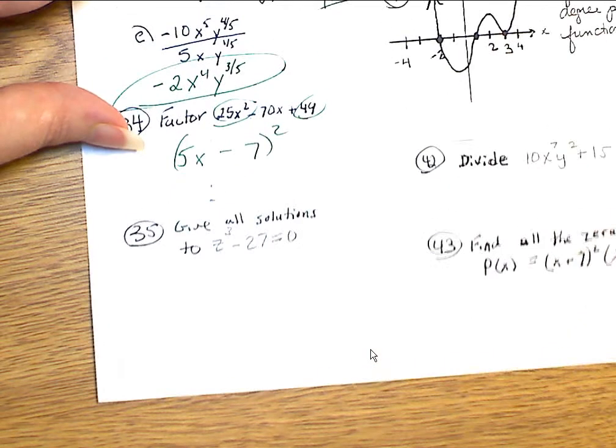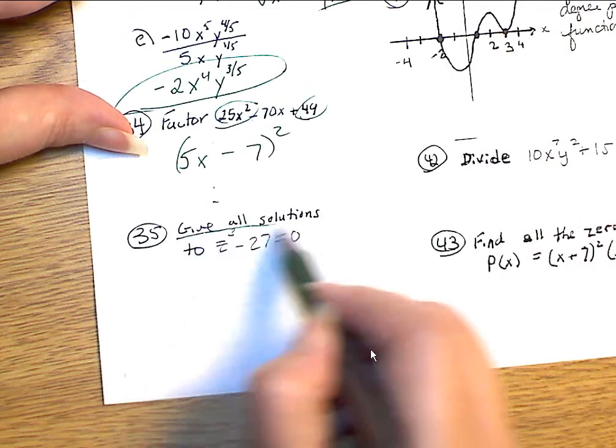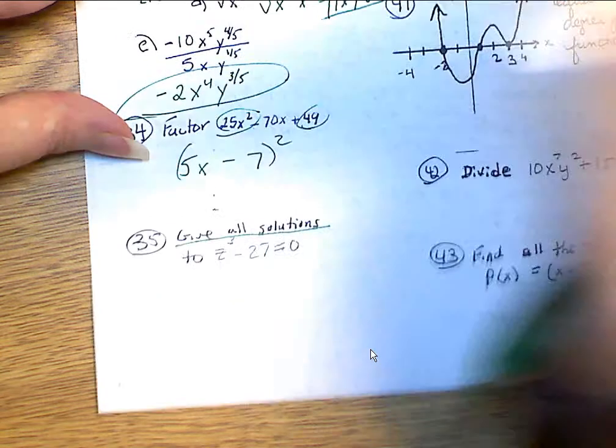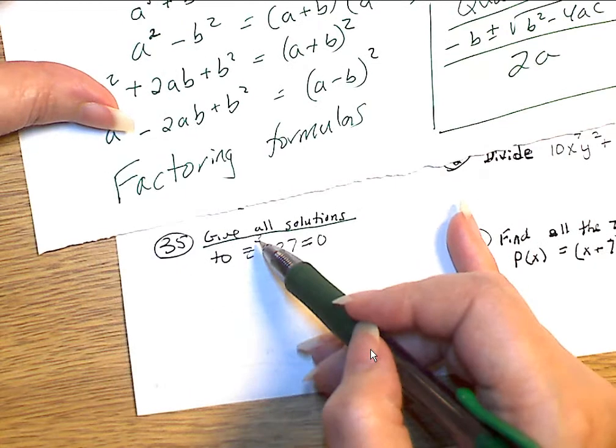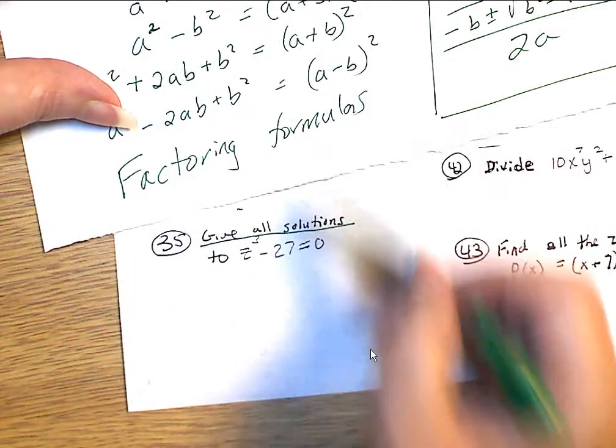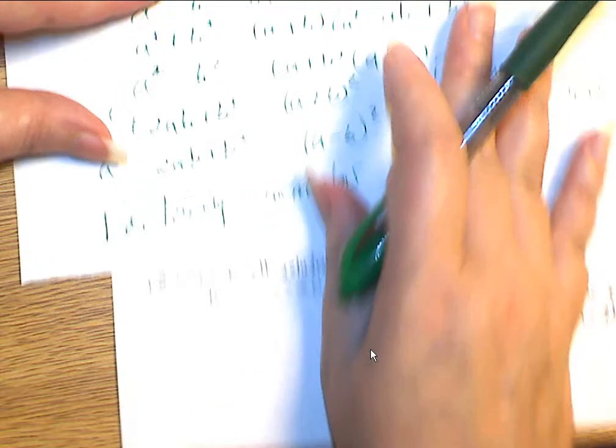This one says to give all solutions. So it is obviously a cube because it's z cubed and it has a minus, so we're going to use this one. And I'll see if I can show you both.